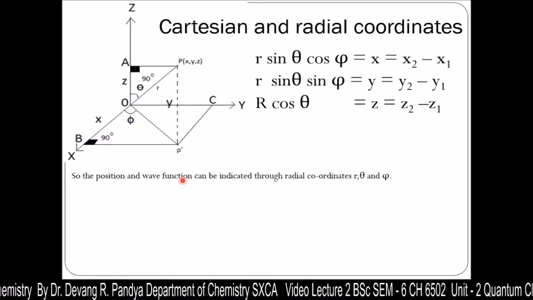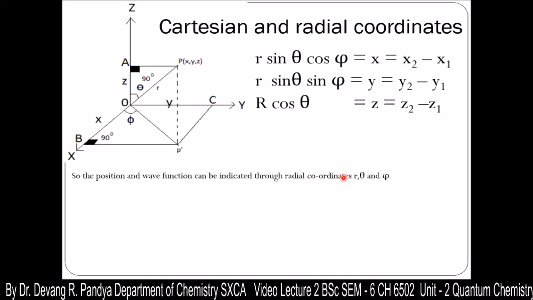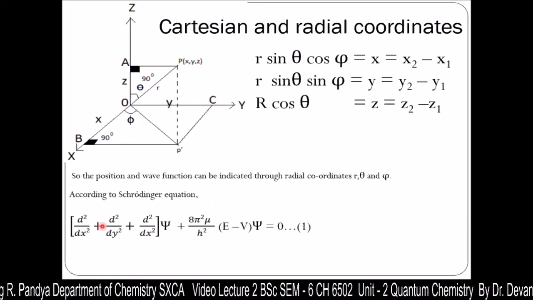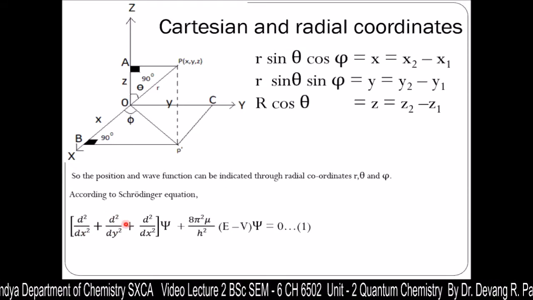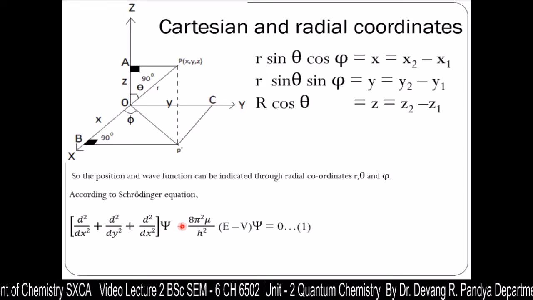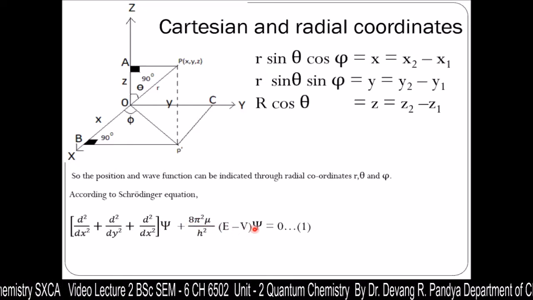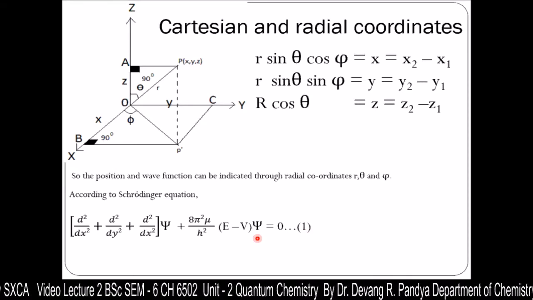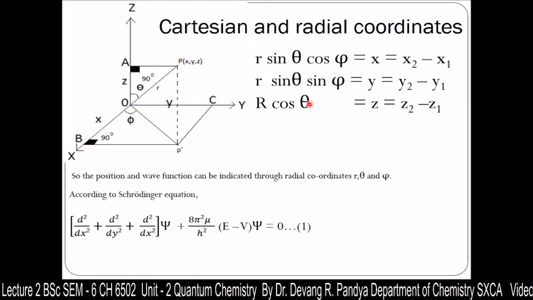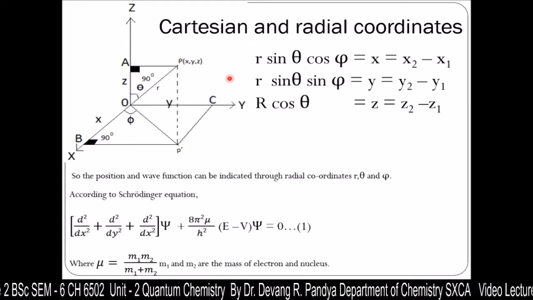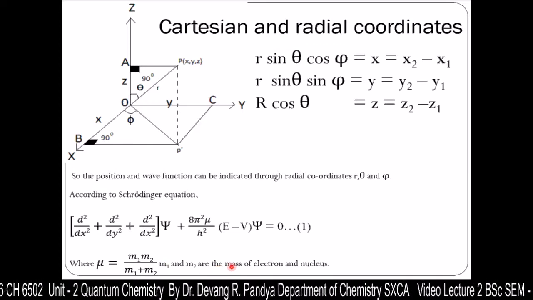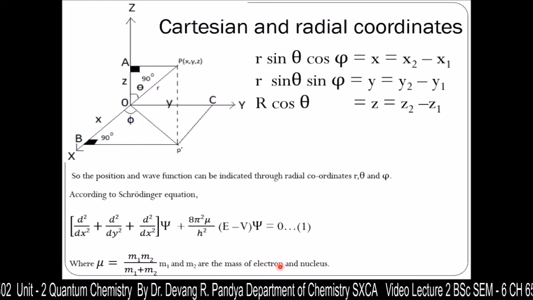So the position and wave function can be indicated through radial coordinates r, theta and phi. According to the Schrodinger equation, d square by dx square plus d square by dy square plus d square by dz square psi (this is a typographical mistake) plus 8 pi square mu upon h square (E minus V) psi is equal to 0. That is the Schrodinger equation. And here we have Cartesian coordinates. Those Cartesian coordinates we need to change to these radial coordinates, where the value of mu is m1 m2 upon m1 plus m2, where m1 and m2 are the masses of the electron and nucleus respectively.